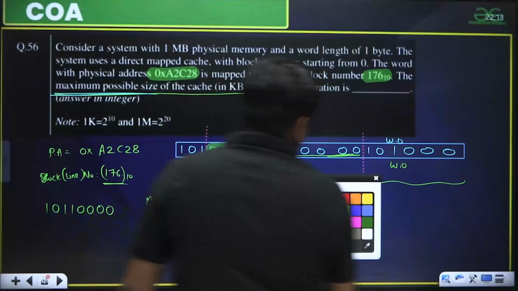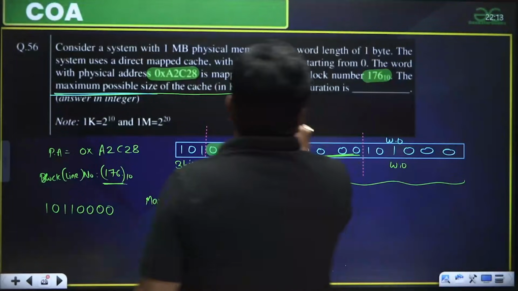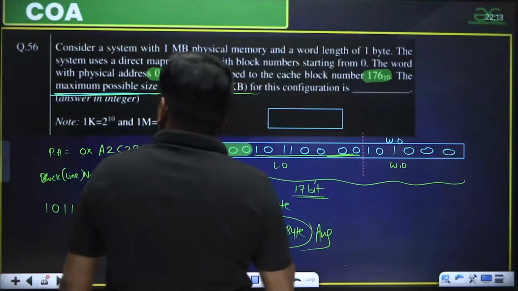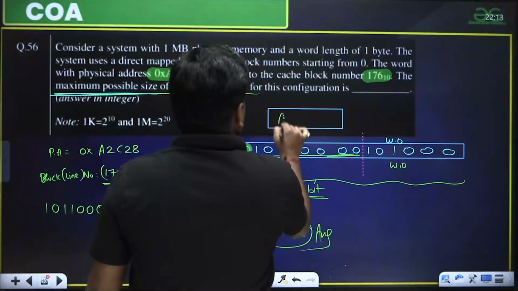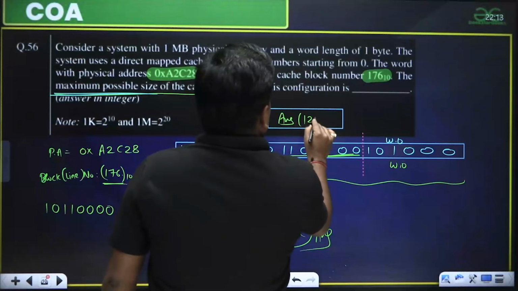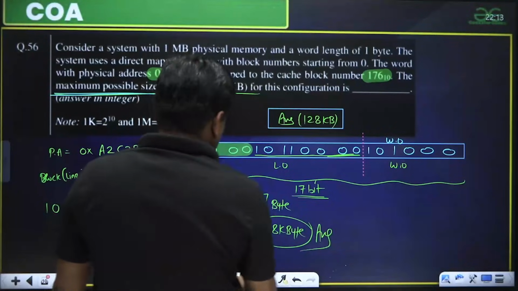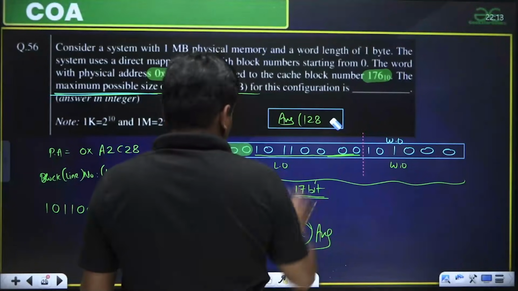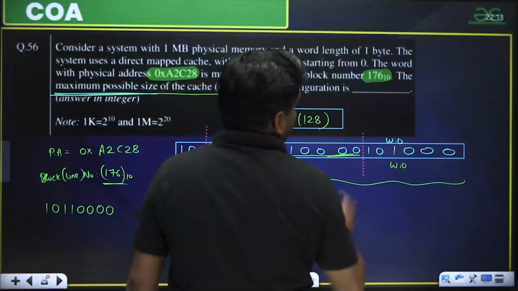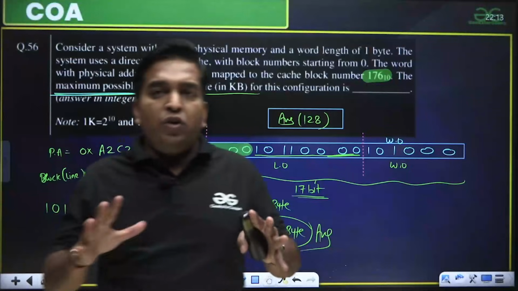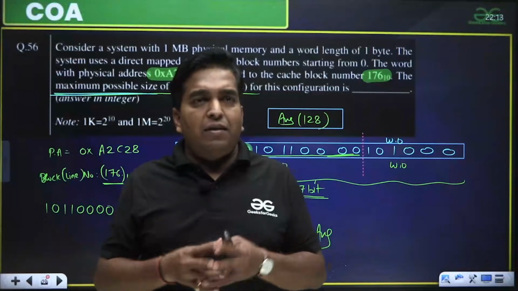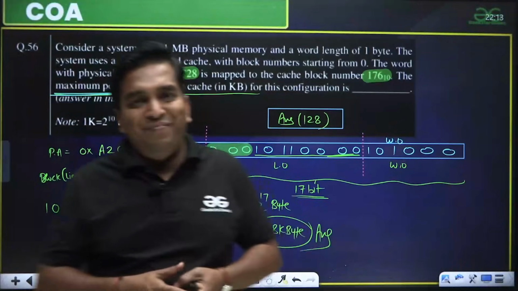128 kilobytes. It is asking for the answer as an integer, and 128 kilobytes is already in KB. So you can write 128 as the correct answer for this question. 128 is the correct answer. Hope you get it.